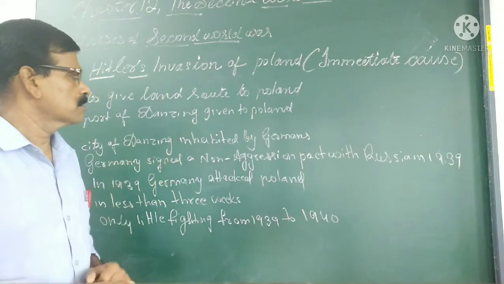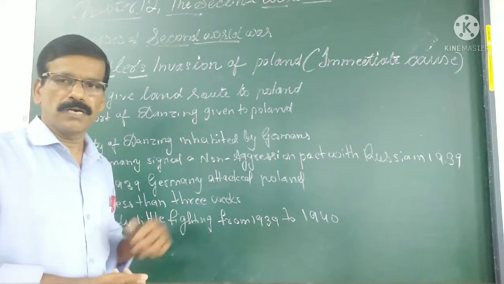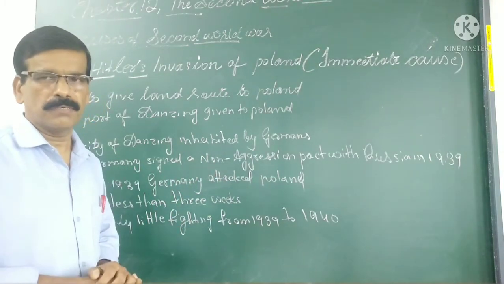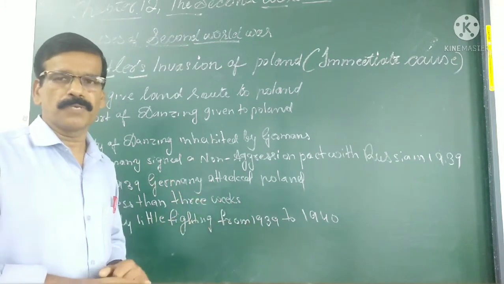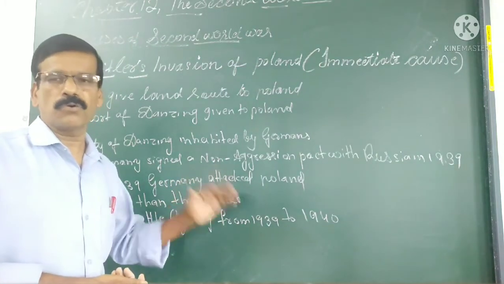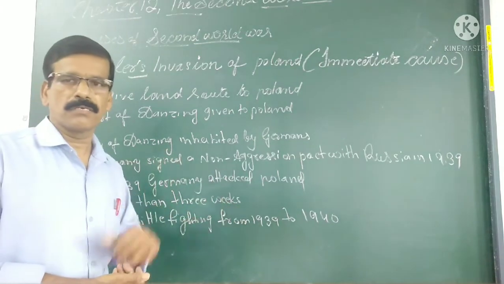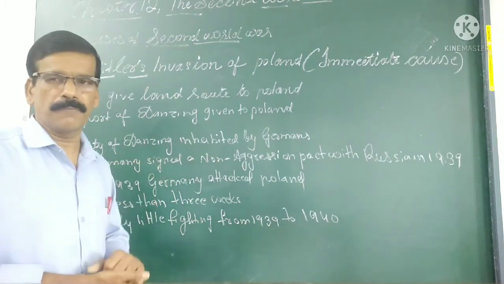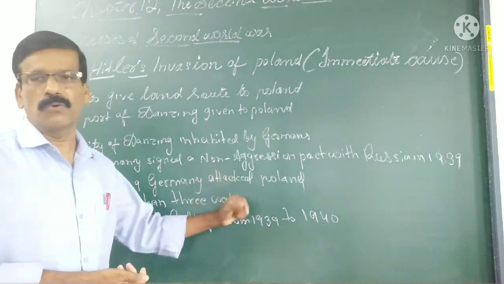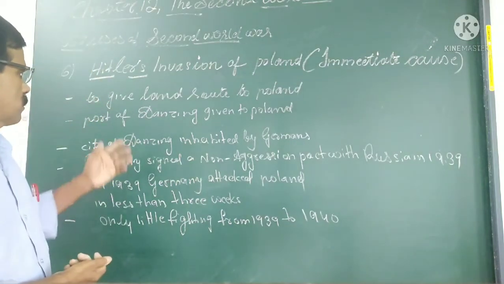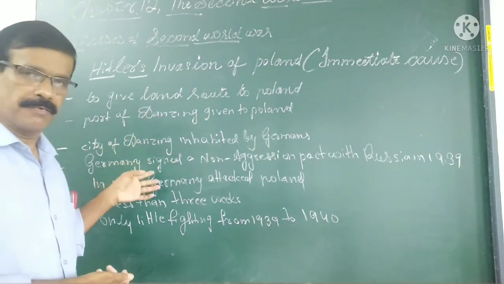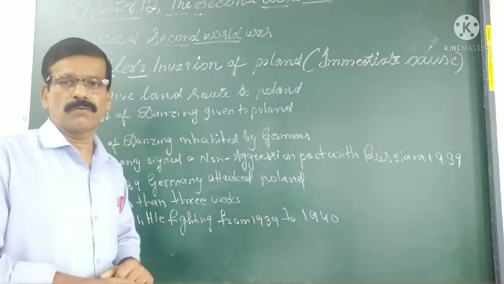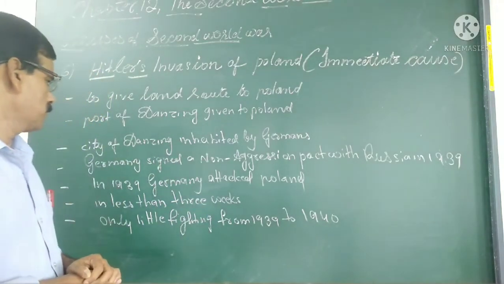This means Poland got a land route to the sea as well as to the Danzig port through the division of Germany. That type of division of Germany in the interest of Poland hurt Germany a lot. So that is why when Hitler came into power, he wanted to take back the area which was given to Poland. Hitler also wanted to take back the city of Danzig, which was mainly inhabited by the people of Germany.